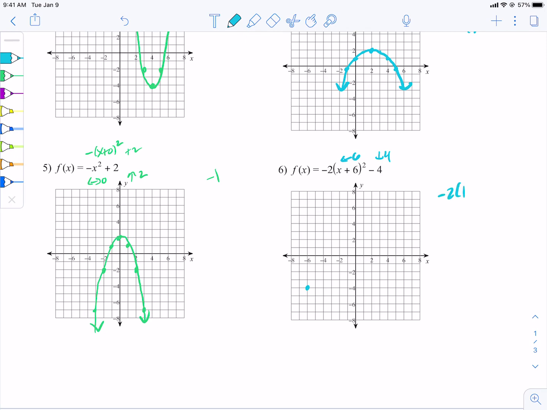Then we're going to do -2 times 1, 3, and 5. So we're going to do -2, -6, -10. So over 1, down 2. Over 1, down 6: 1, 2, 3, 4, 5, 6. And then 10 is well off of our graph. So we get this picture here. And that's how you graph your parabolas or quadratics.